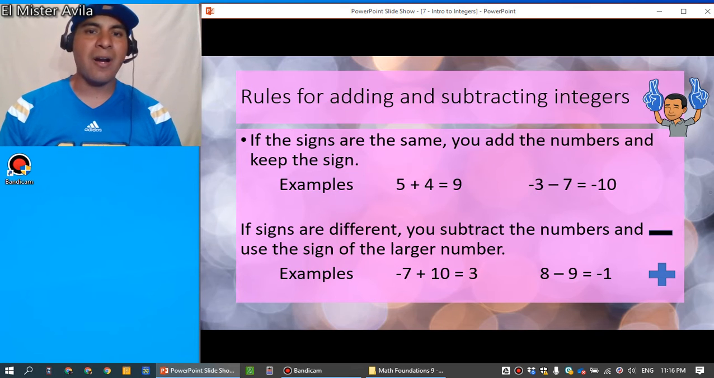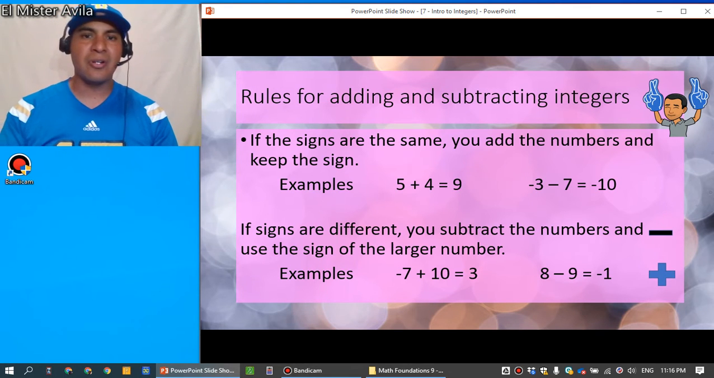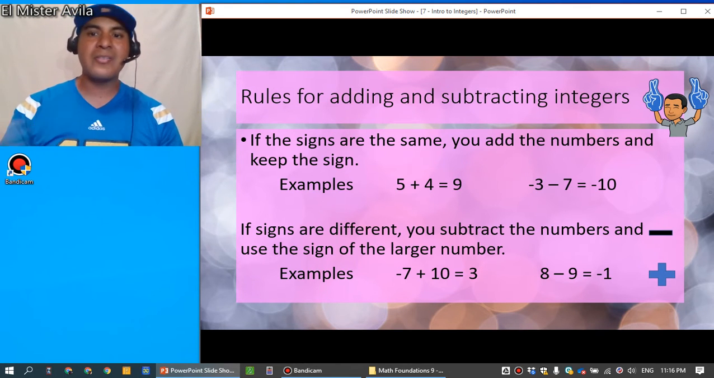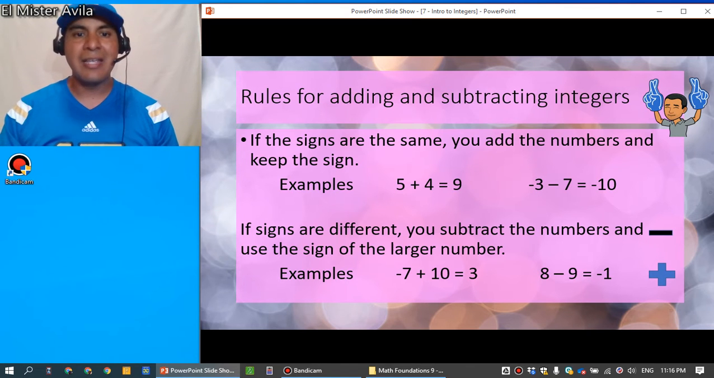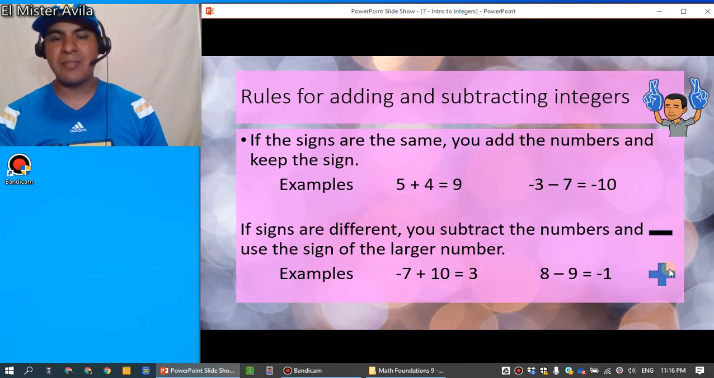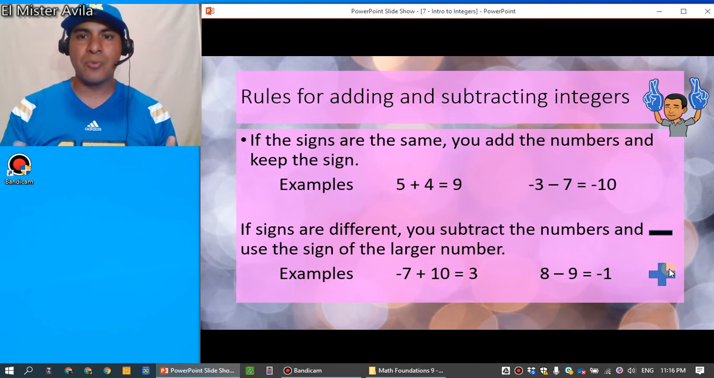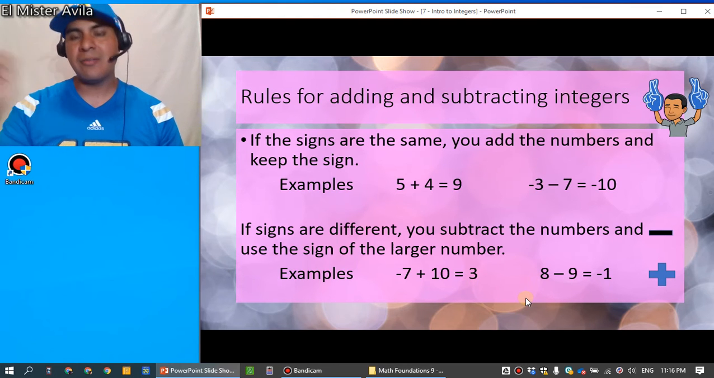Here are the rules so far for adding and subtracting integers. Please write them down. If the signs are the same, you add the numbers and keep the sign. If the signs are different, you subtract the numbers and use the sign of the larger number, and it'll help you to draw out the negatives and the positives as you get used to these rules. Write these down. I'm moving on.